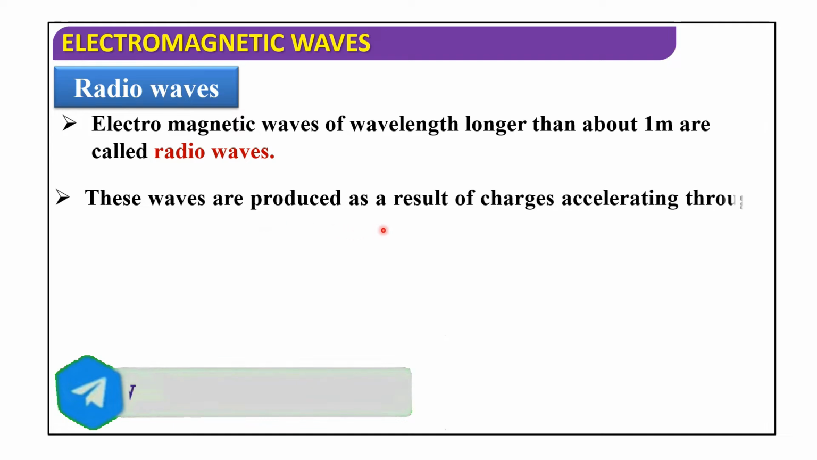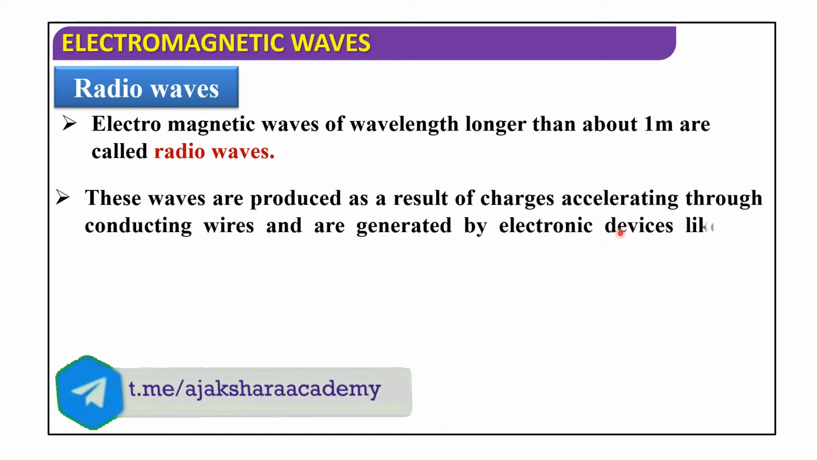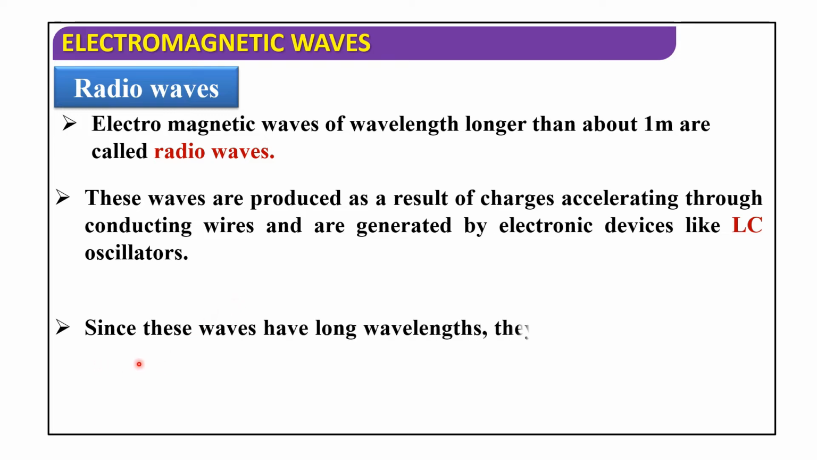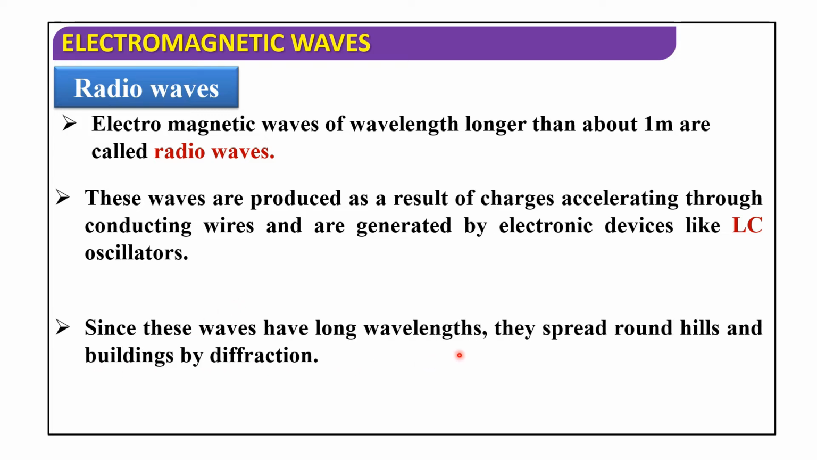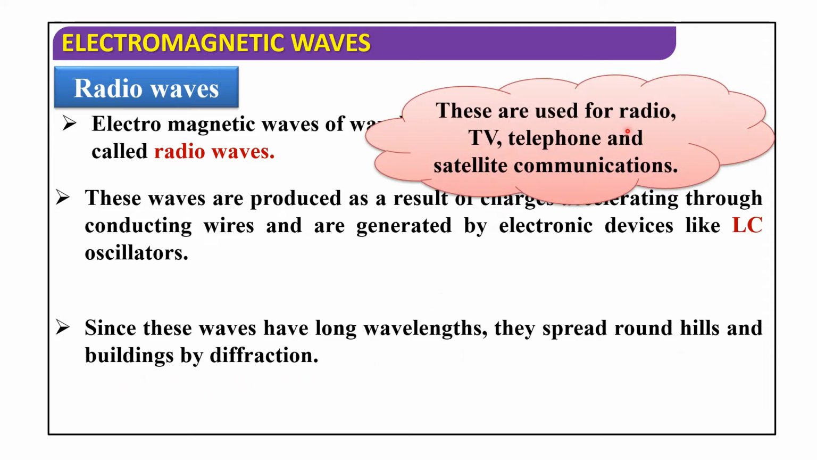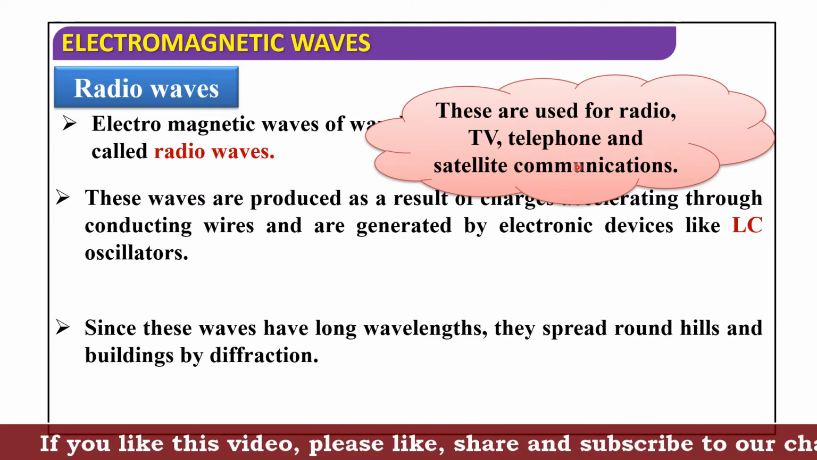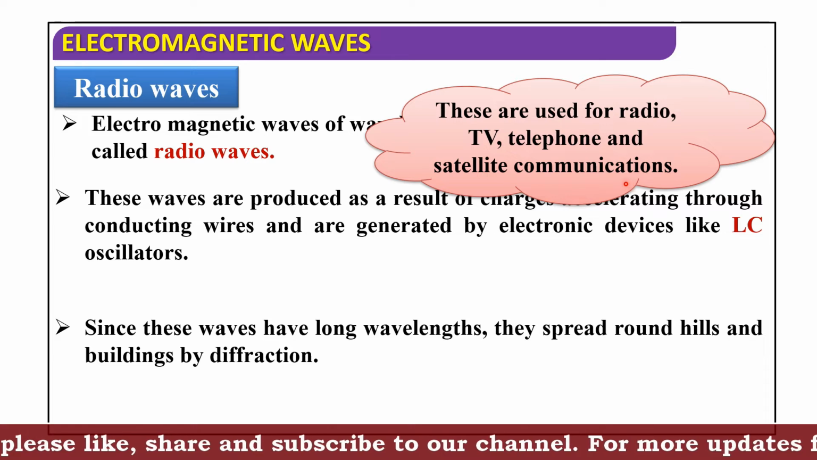These waves are produced as a result of charges accelerating through conducting wires and are generated by electronic devices like LC oscillators. Since these waves have long wavelengths, they spread around hills and buildings by diffraction. So these are used for radio, TV, telephone and satellite communications.